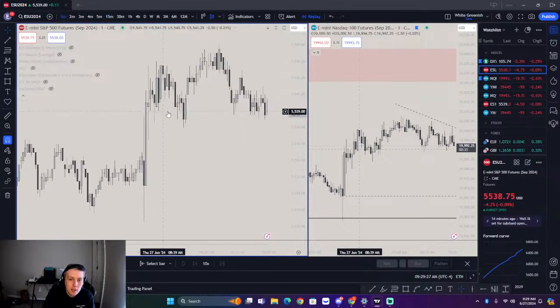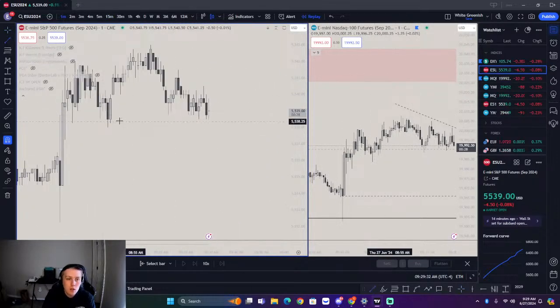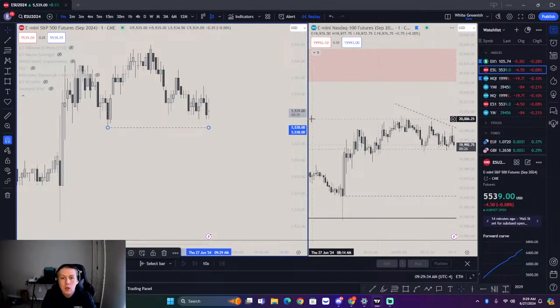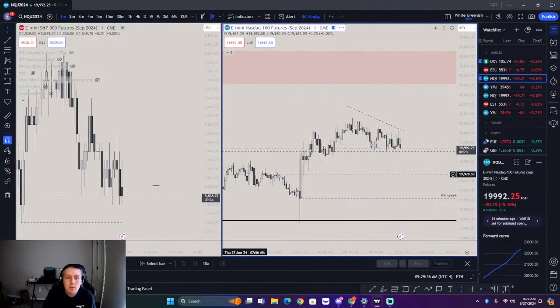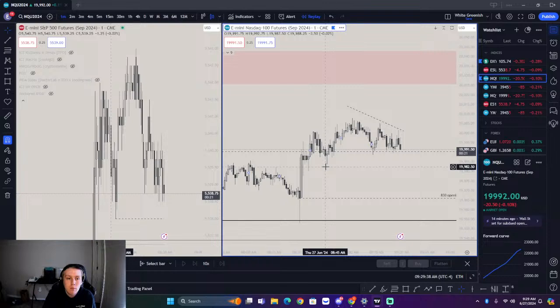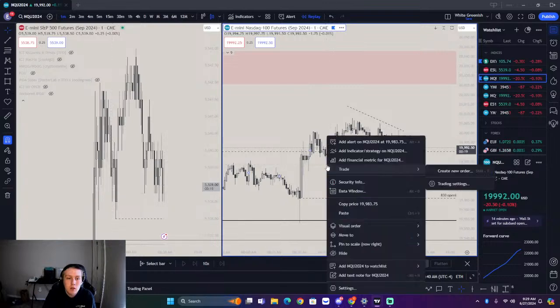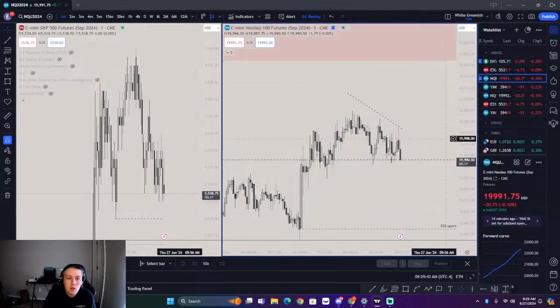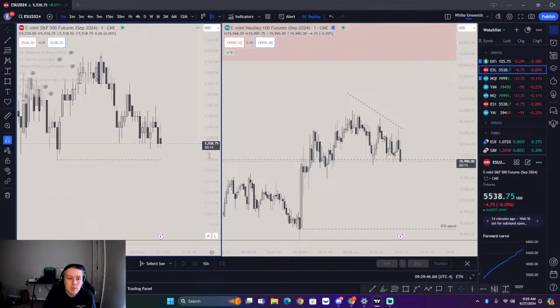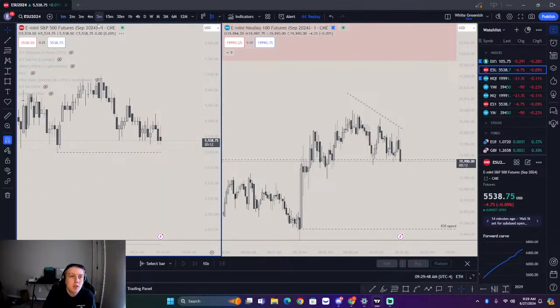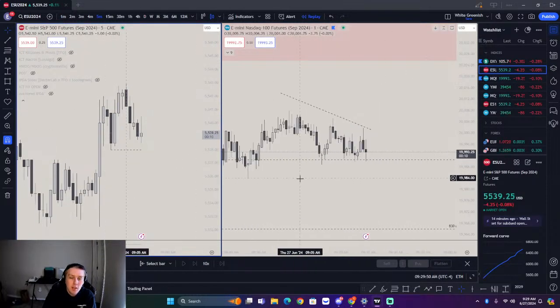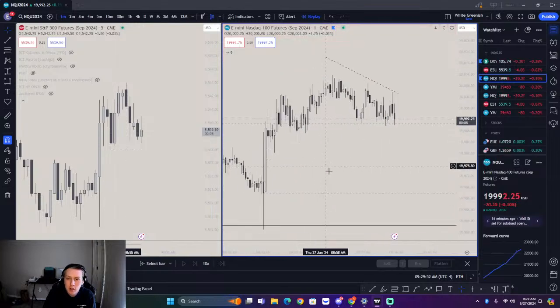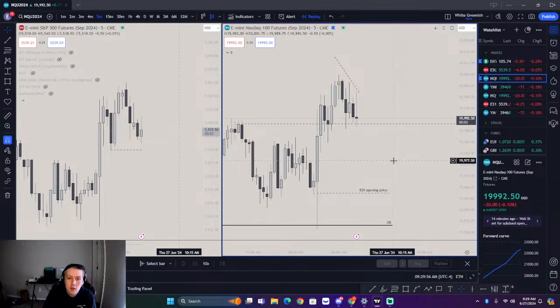I'm expecting 9:30 expansion. I want to see this low get taken here on ES. Are we in a place where we could possibly form SMT? Maybe with this low here. I don't expect SMT to form. SMT is one of those things that I could get caught up with if I just try to overextend what I think is going to happen.